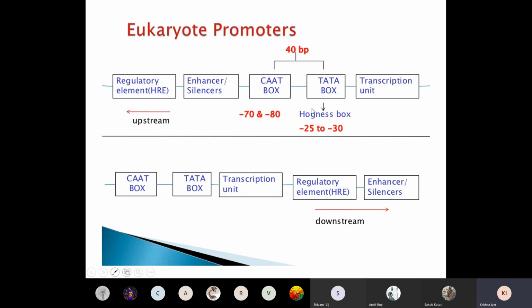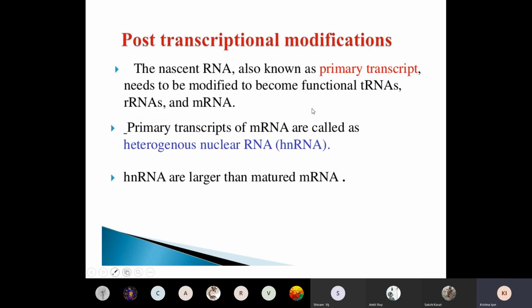Okay. Now, in addition to these two differences, in the case of eukaryotes, after transcription is over, the RNA that you get is not ready for making the protein or ready to do its function. So many times in eukaryotes, you get an RNA which is referred to as a primary transcript, which needs to be modified to become functional. And this could be the tRNAs, the rRNAs, or the mRNAs which are being produced.